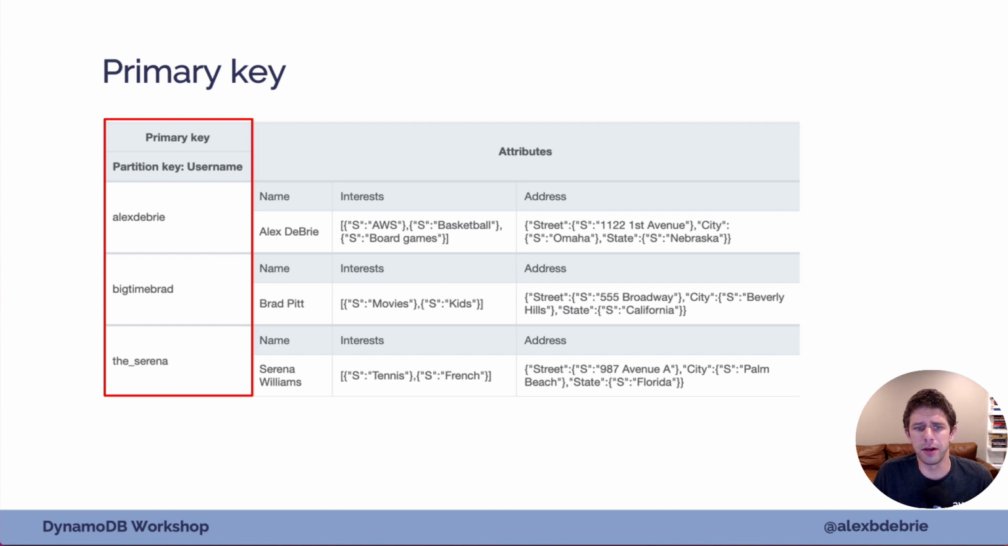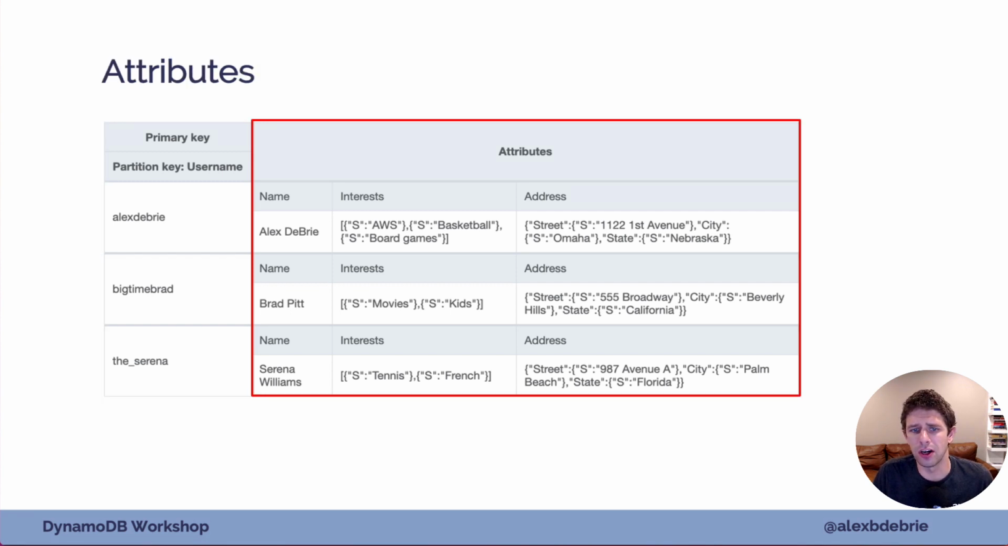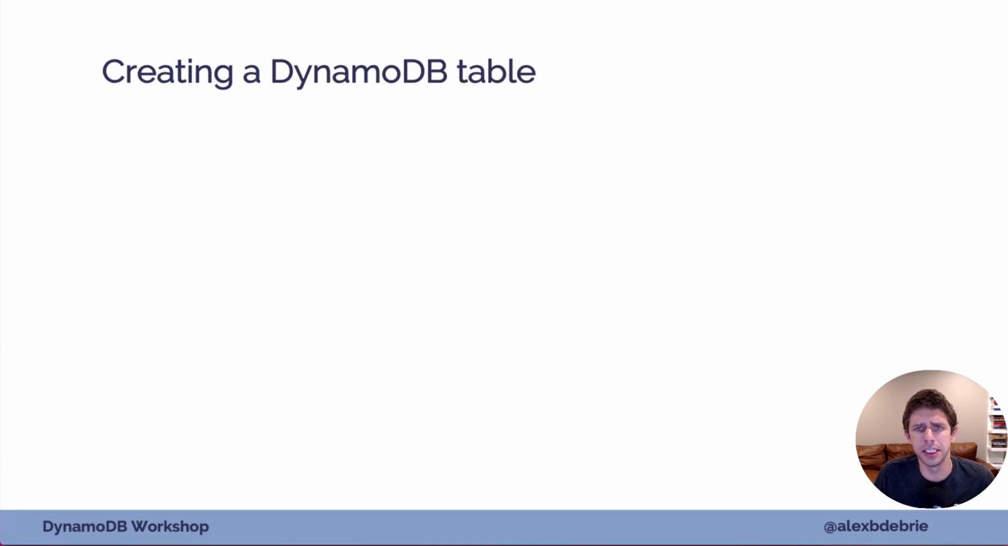In addition to that primary key, we also have attributes on our data here. You can see name, interest, address, similar to columns in a relational database. The big difference here is you don't need to declare attributes up front on your table like you would in a relational database. So DynamoDB is schemaless. You don't have to declare all those different attributes. You can just do that as you go here. So those are the big things you need to know about DynamoDB.